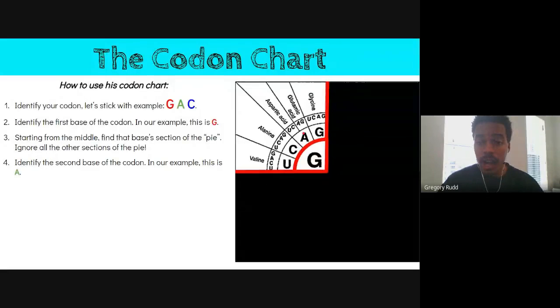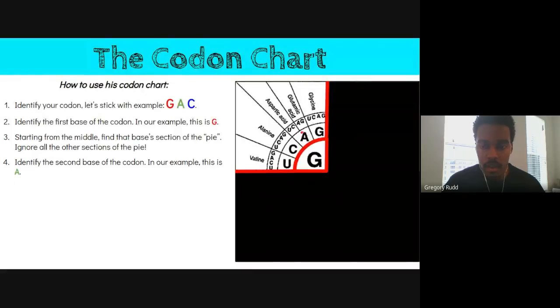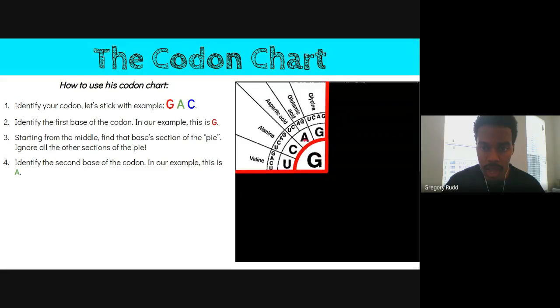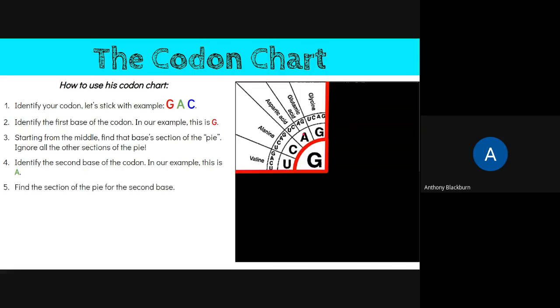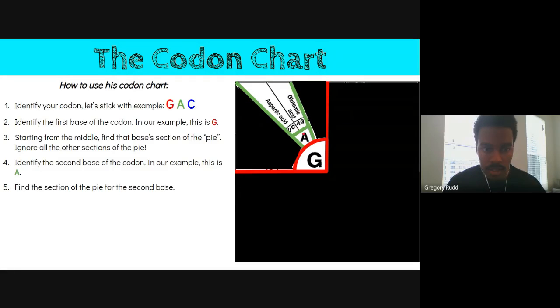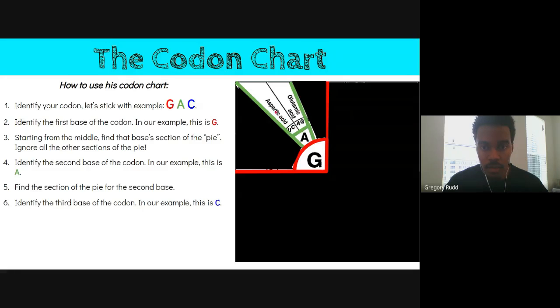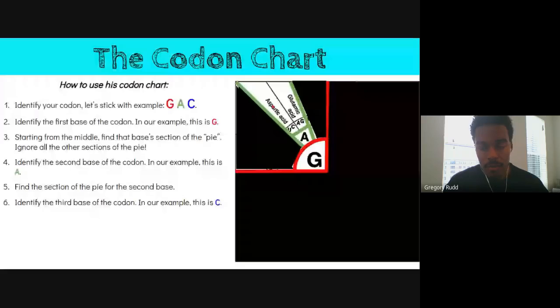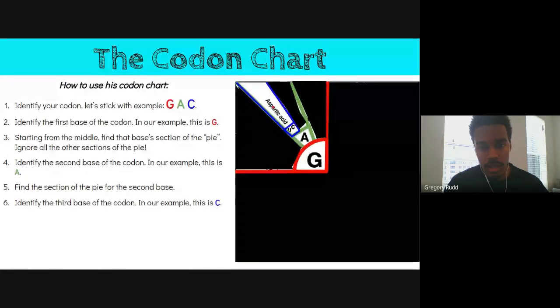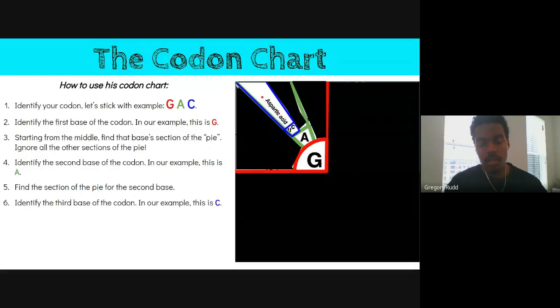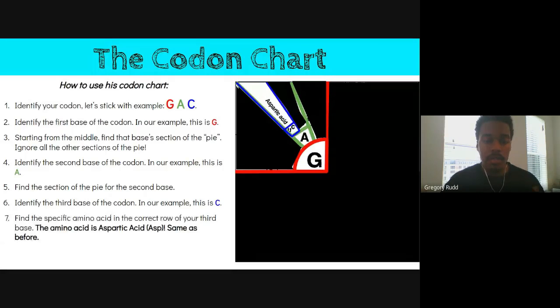So that means I can ignore the other sections because I'm only worried about my second letter being A. Remember, I started in the middle and I'm moving outwards. So G, A, then C, and then C is my last letter. Good. It's going to be aspartic acid again, which is what we got last time. Does that one make a little bit more sense, Anthony? Yes. Okay, good. So we end up with the same amino acid, which is exactly what should have happened because we have the same codon.